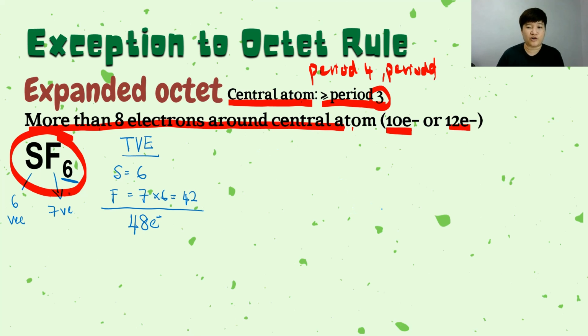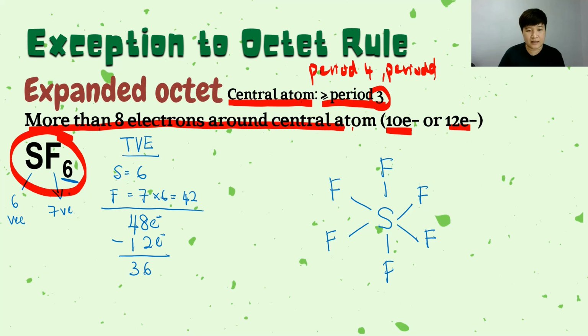Next step, we are going to draw the skeletal structure. So S, F, F, we have 6 fluorine. Make sure you put in all 6 fluorine with only a single bond at this moment. That is your skeletal structure. We have used 6 single bonds, and every single bond is 2 electrons. So 6 times 2 is 12. Minus 12 electrons out, you have 36 left.